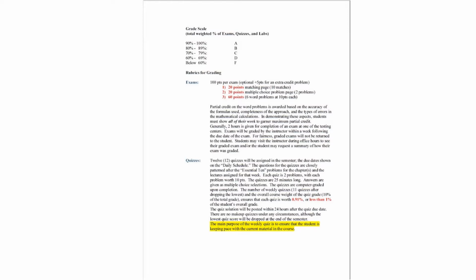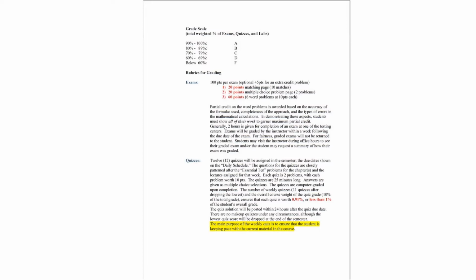Exams will be graded by the instructor within a week following the due date of the exam. For fairness, the graded exams will not be returned to the student. Students may revisit the instructor during office hours to see their graded exam, and/or the student may request a summary of how their exam was graded.